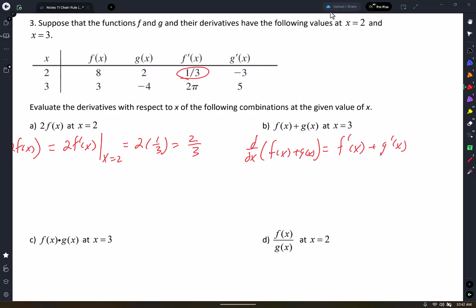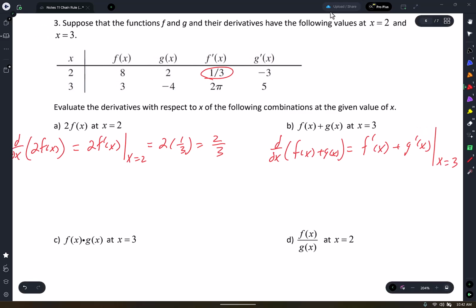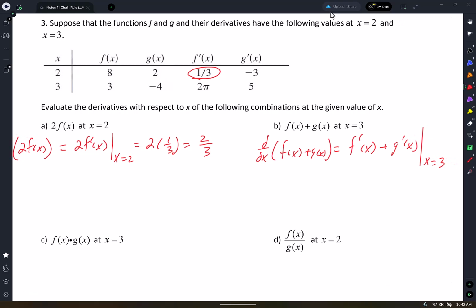All right, there it is. f prime of x plus g prime of x. I just took the derivative. I put a line, that just means evaluated at x equals 3. What's f prime of 3? 2 pi. Plus, what's g prime of 3? That's the answer. Done. Amazing, beautiful. Are we okay?